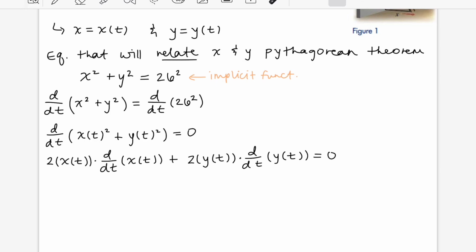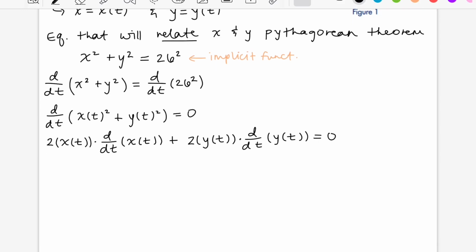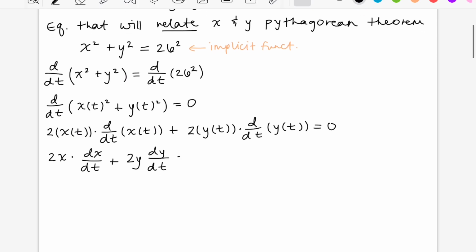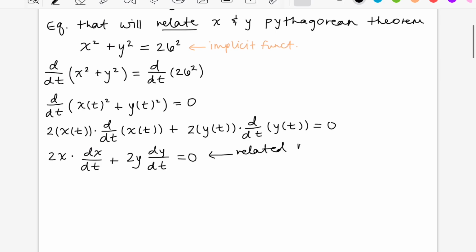All right. So writing this a little nicer, I'll just drop this x of t notation. So we have 2x times dx over dt plus 2y times dy over dt. And this will be equal to 0. So this will be our related rates problem. So both dy dt and dx dt are both rates, and they're related by this problem.